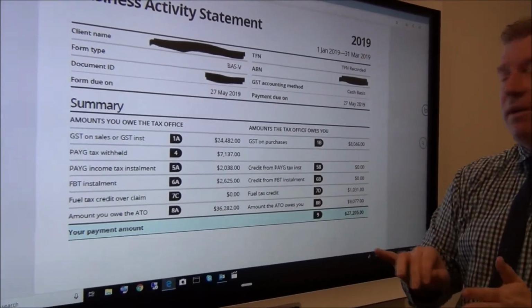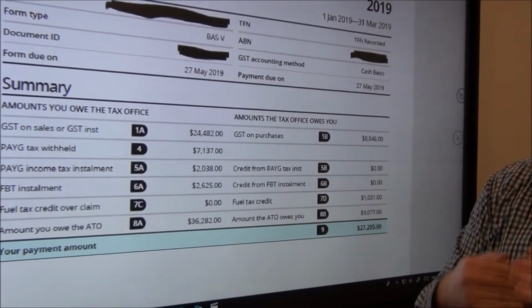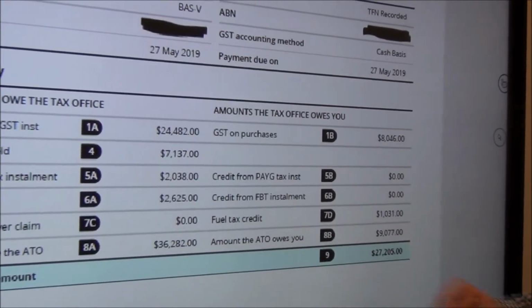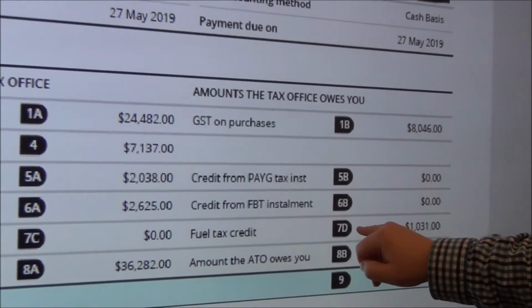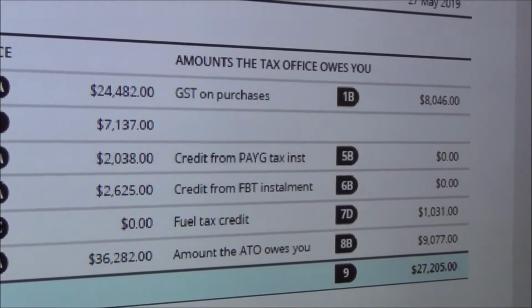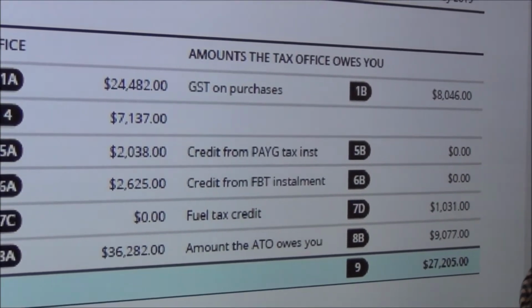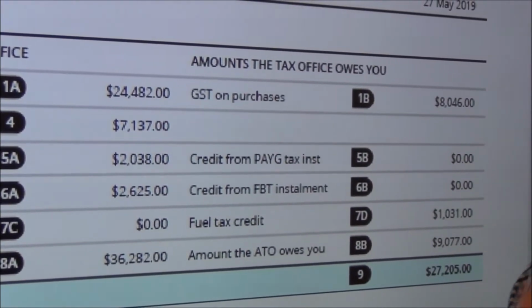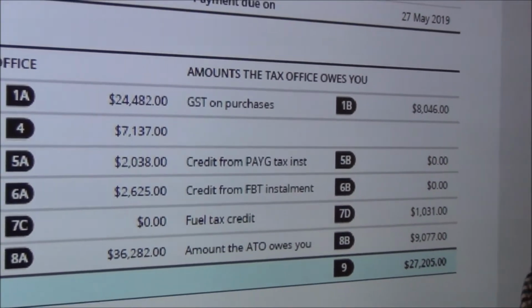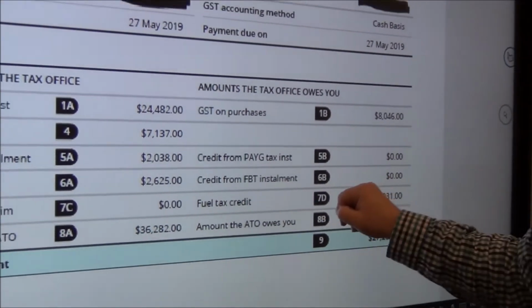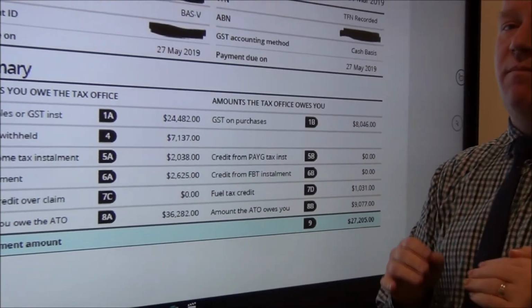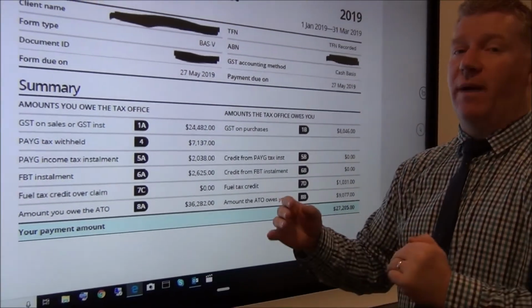Last but not least, this is not for most people, this is for some businesses, will be fuel tax credits. So in this case, 7D is a fuel tax credit. So you might be in a business where you're entitled to get credits because of the type of fuel you use and the type of work you're doing. In that case, that fuel tax credit will reduce the amount of payable you have on your BAS.